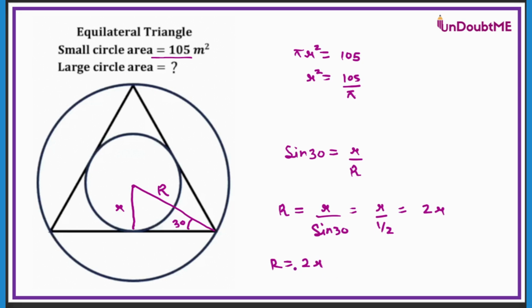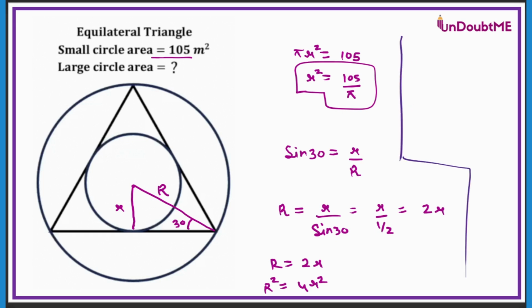I can just square on both sides. That will give me R square is equal to 4r square. Interestingly, the r square value is there with us, so we may not have to solve using a calculator. We can use it as it is. So I'll just use r square over here. So my value of capital R square is 4 times 105 over pi. Let it be like this.